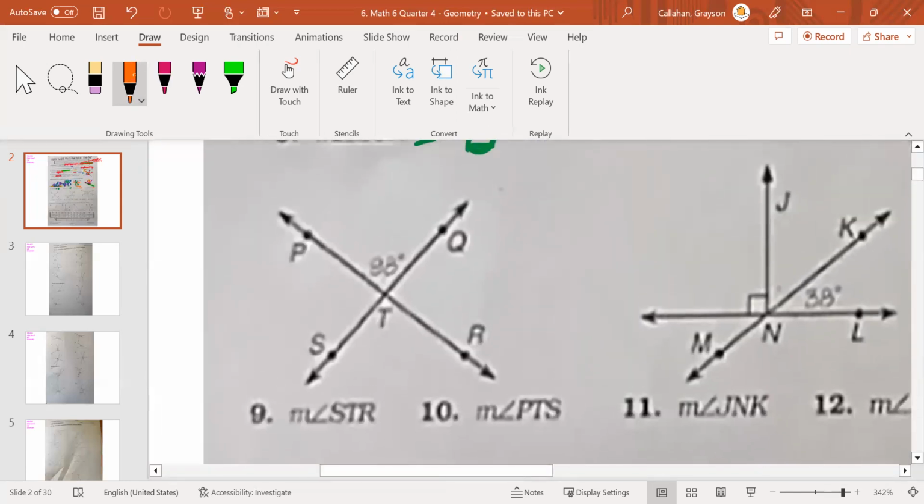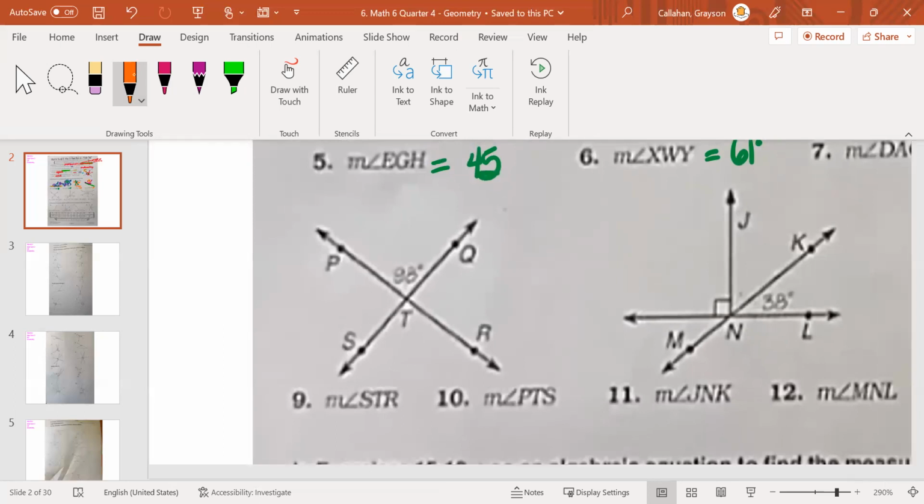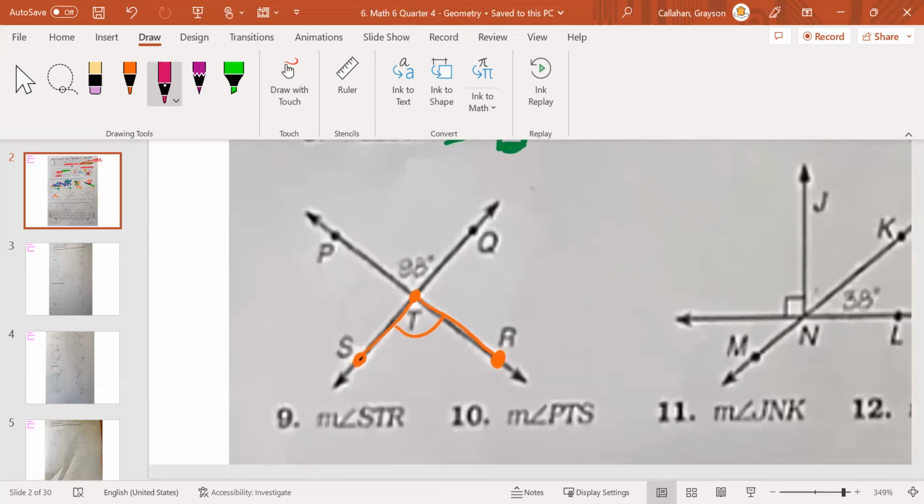All right, number 9, here we go. Angle STR. So here's STR. Okay, so we're going to figure out this angle. Now, what hints does this give you? It gives me the hints. It's an adjacent. Well, hold on. What number did they give you? Did they give you any other angles? They give you what? 98. So take a look at those two angles. What kind of angles are they?